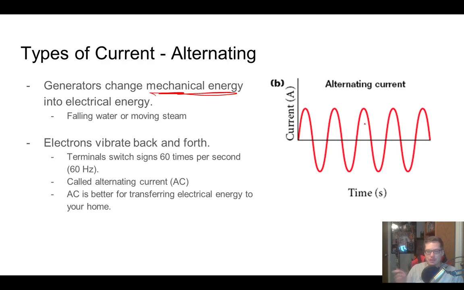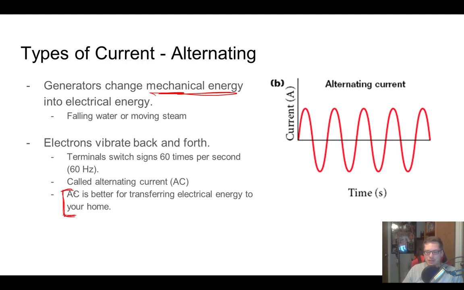But alternating current keeps going back and forth 60 times per second, so it can be pretty nasty. All right. It says here alternating current is better for transferring electrical energy to your home. Now this is kind of a little true and then a little not true.